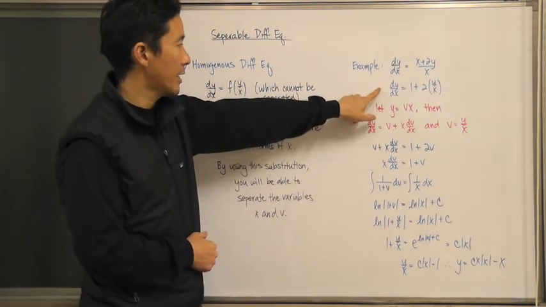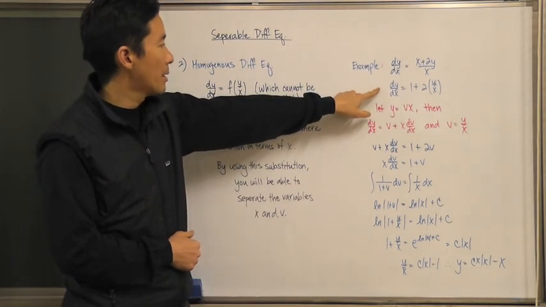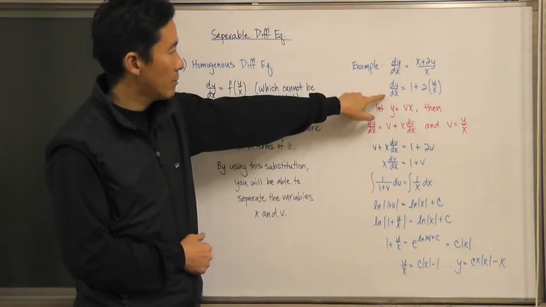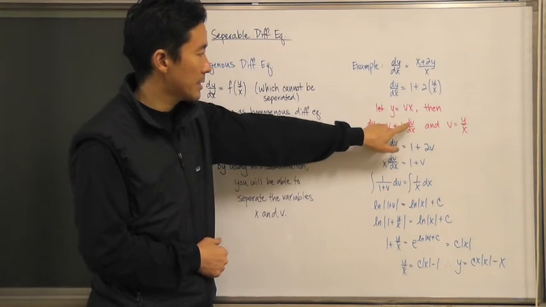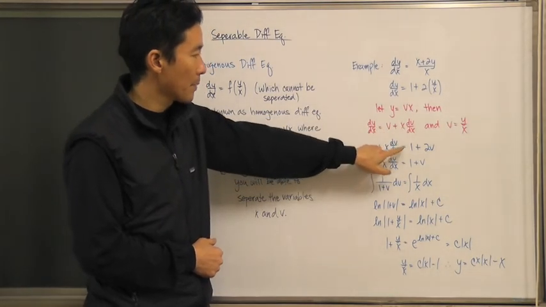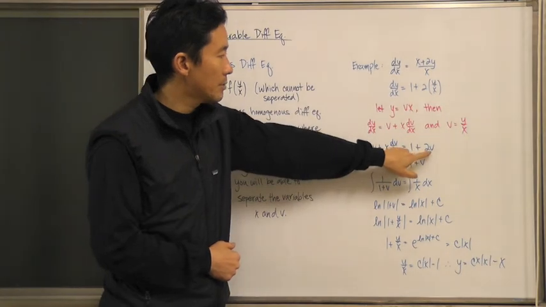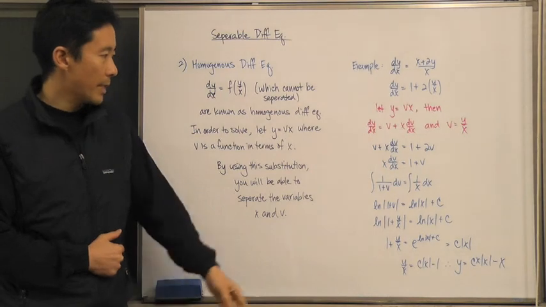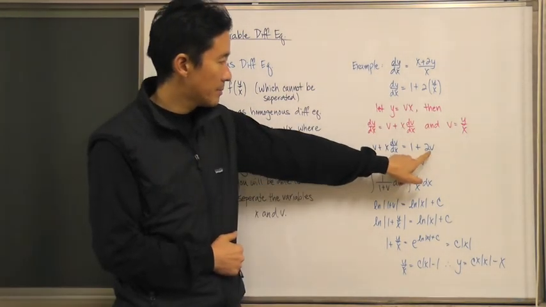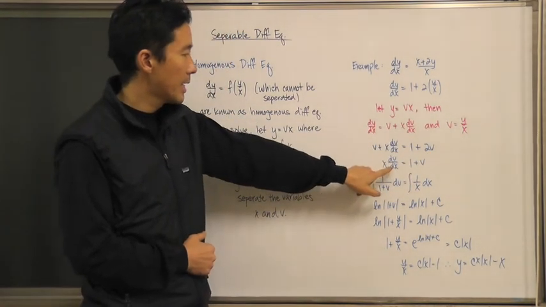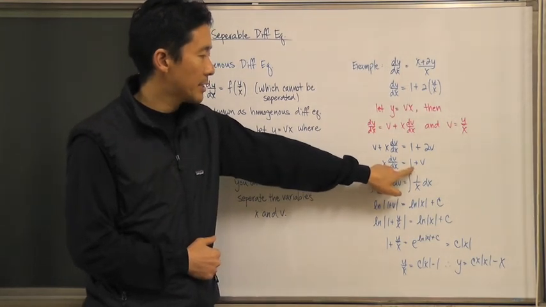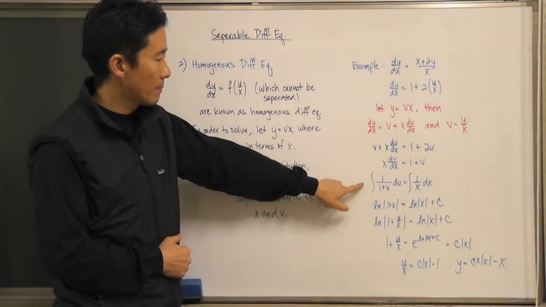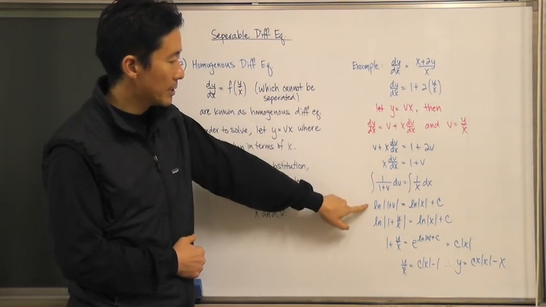Now look at what happens. Once we find this form, which is the homogeneous differential equation, I can rewrite dy/dx as v plus x dv/dx, which is equal to 1 plus 2 times v, because the y over x was going to be v. Now notice that I can subtract v from both sides, and now I have a separable differential equation. So I separate them, integrate, and come out with the natural logs here.